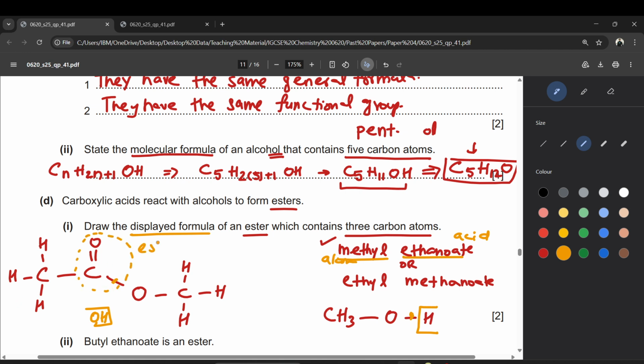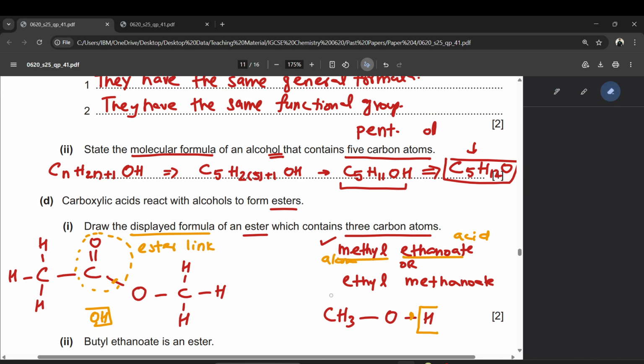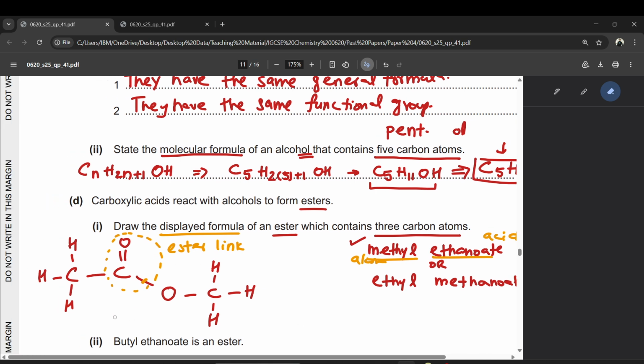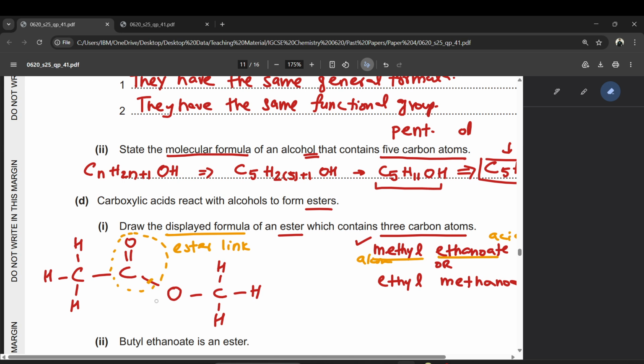Okay, this is what we call the ester link. So you don't have to show all of this, right? This is just for explanation. All you have to show is this structure which is in the red. Okay, this is the first possible answer.